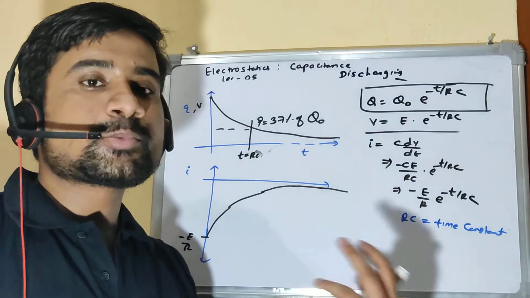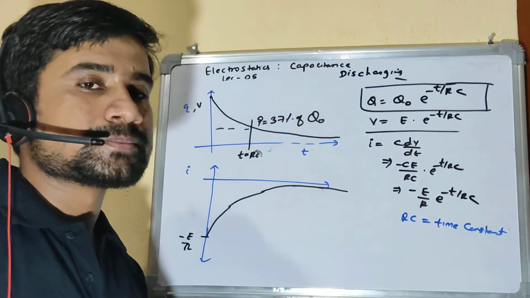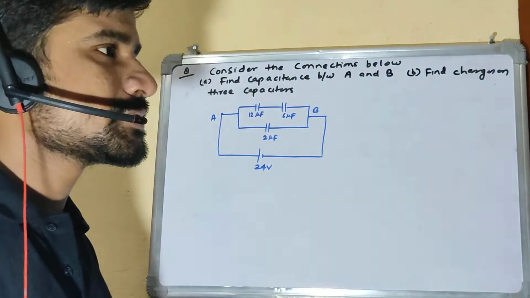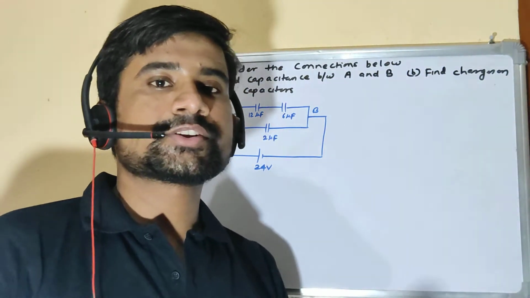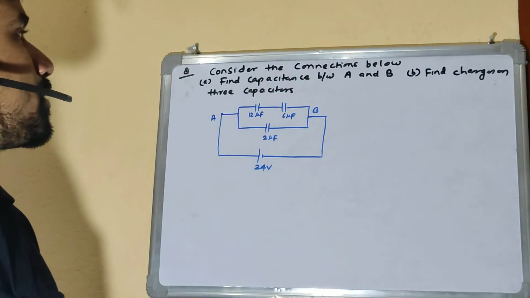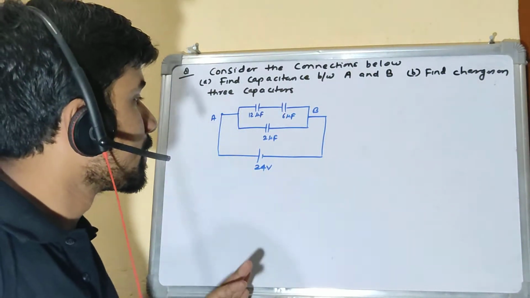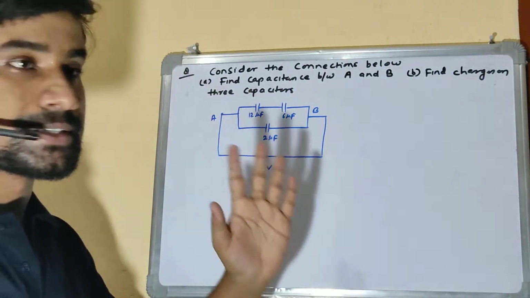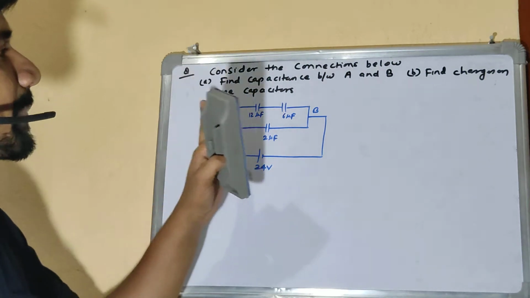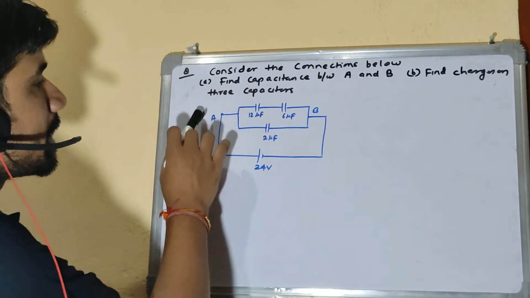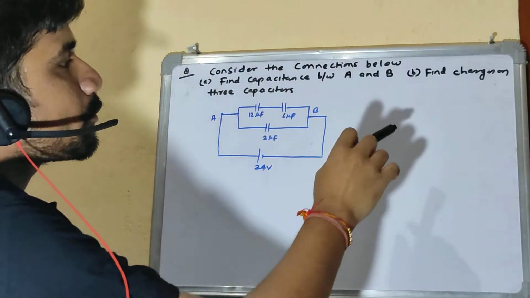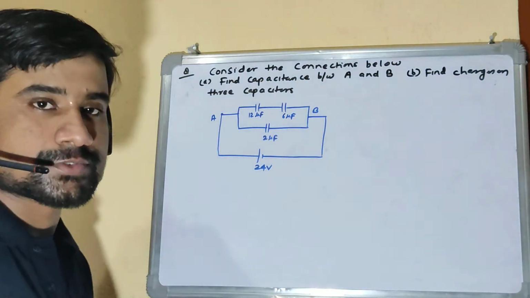Now let's solve some more problems on capacitance, right? Let's solve a problem on the general capacitor topic. The problem says that these are the connections. This is a circuit which is given. It has a battery and 3 capacitors. We need to find the capacitance between A and B. These two are A and B points. Then we need to find the charges on these 3 capacitors one by one.